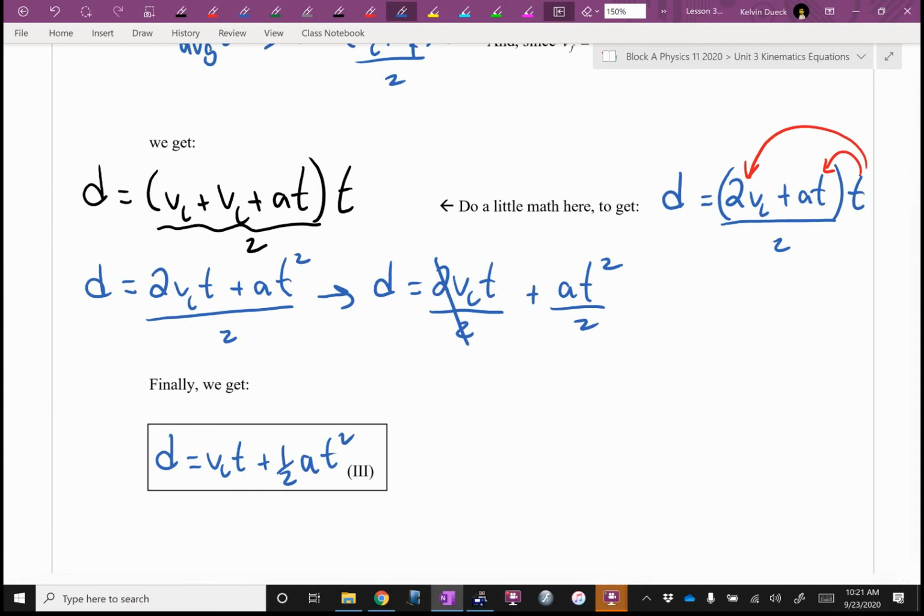Which of these are the scalars? Time. So you can put vector symbols over the D, over the VI, and over the A. D equals VIT plus a half AT squared.